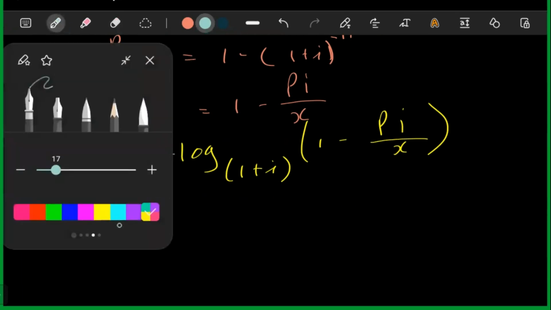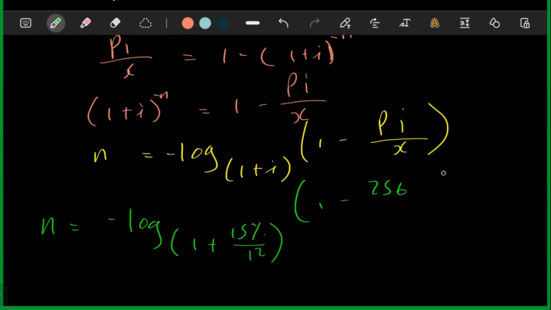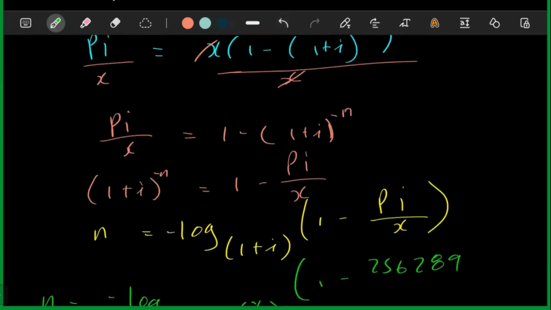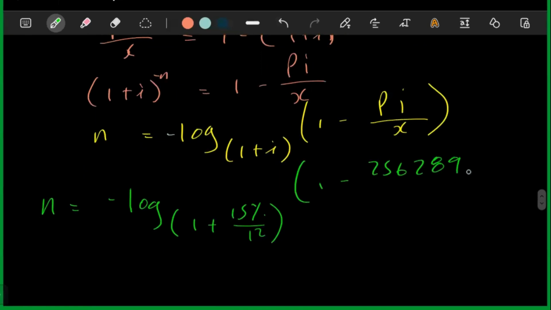When you're now putting your values in the calculator, this makes life easier. 1 plus 15% over 12, then you have 1 minus 256,289.06 times interest 15% over 12, all over x. The value of x is 9,000.